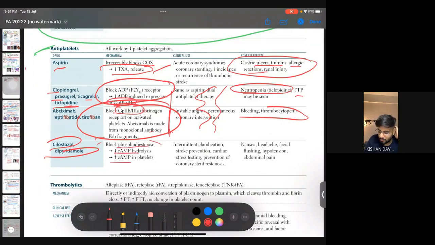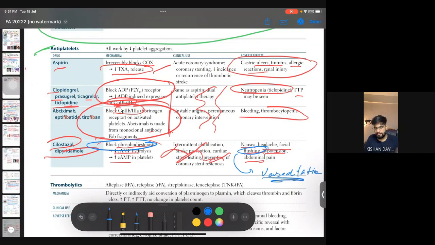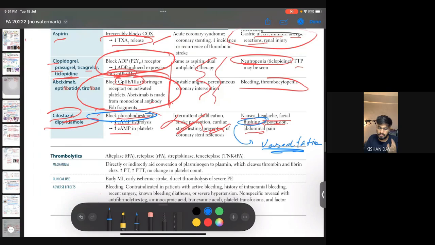Okay, coming to cilostazol and dipyridamole: they block phosphodiesterase, increasing cAMP in platelets. Okay, cAMP hydrolysis will decrease, cAMP in platelets will increase. Ignore this. Nausea, headache, facial flushing, hypotension, abdominal pain. Another general rule: whenever there is phosphodiesterase blocking, there is always going to be flushing. Why flushing? Because of vasodilation. Okay, so these are all the drugs that you need to remember.